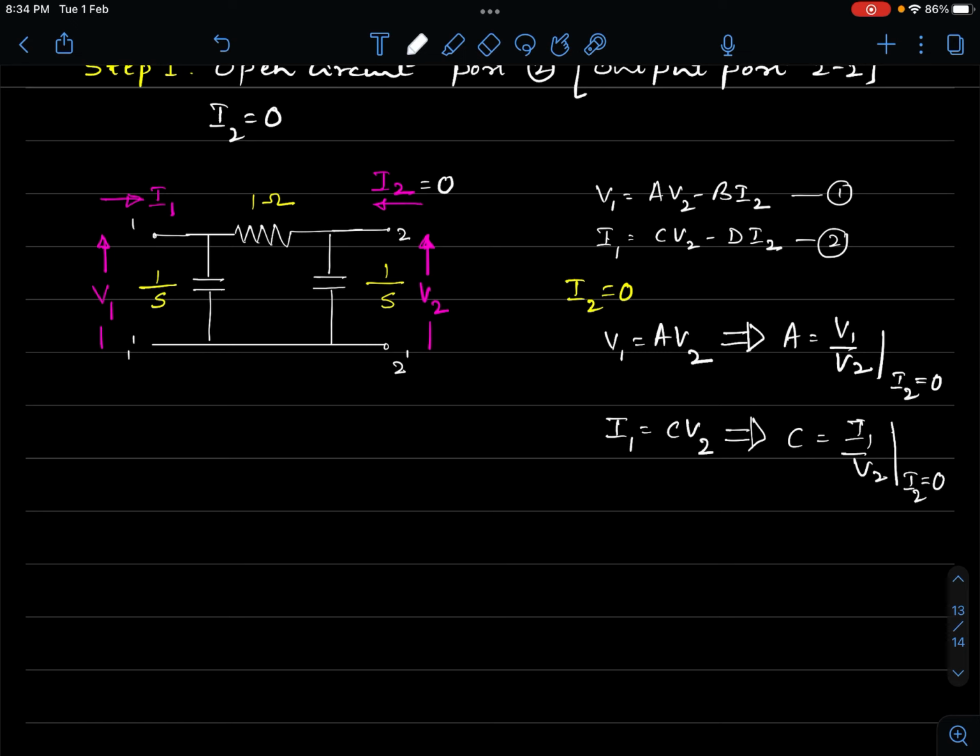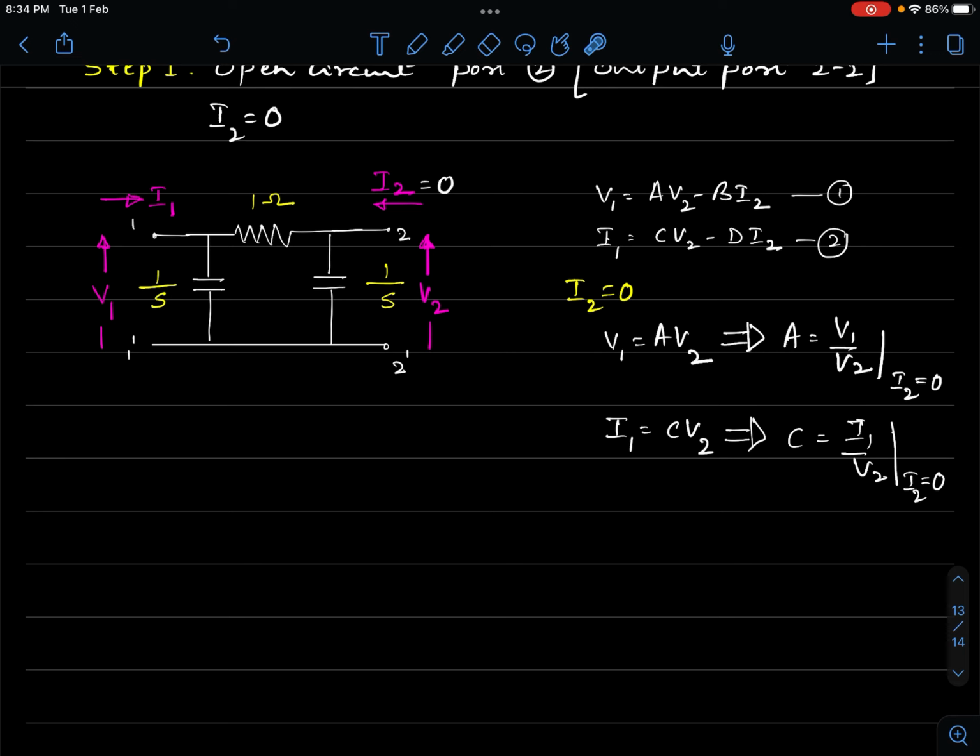Alright. So in order to obtain A and C, we have to take the ratio of V1 to V2 to get A, and I1 to V2 to get C. And these two ratios should be in terms of this 1 ohm, 1 by S and 1 by S. Then the job is done. Alright. So now, what is I2?